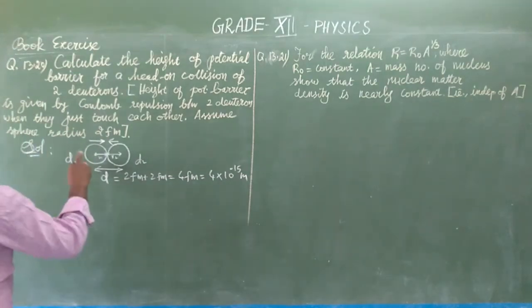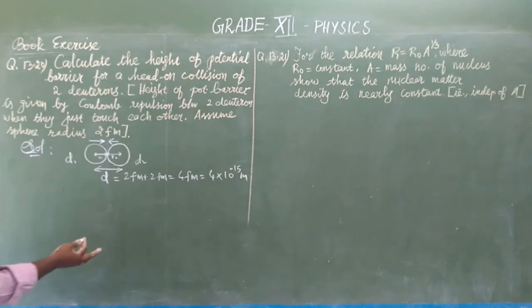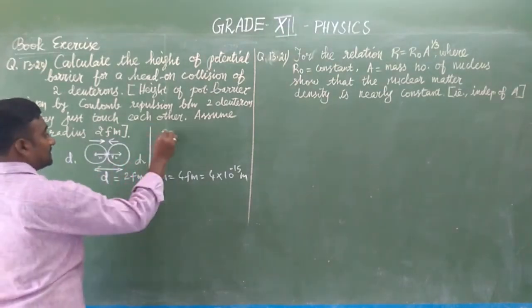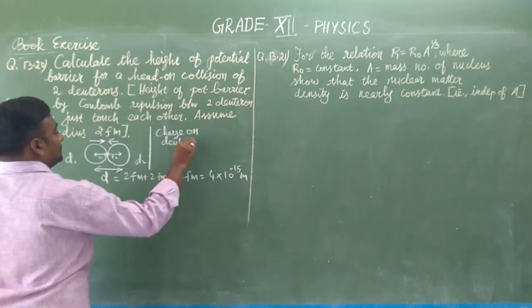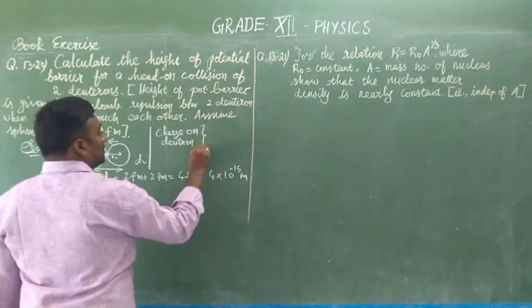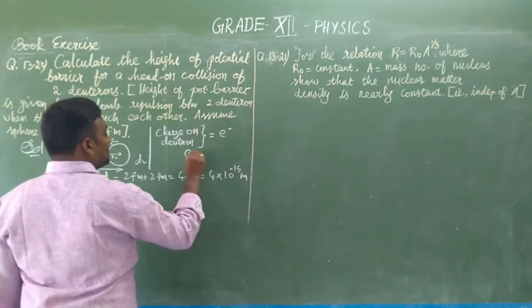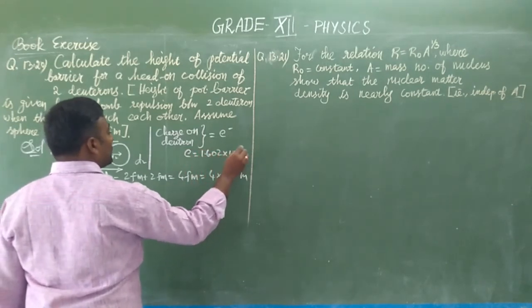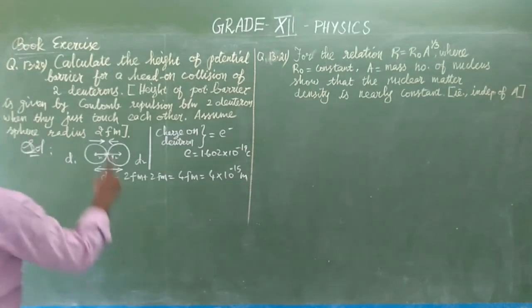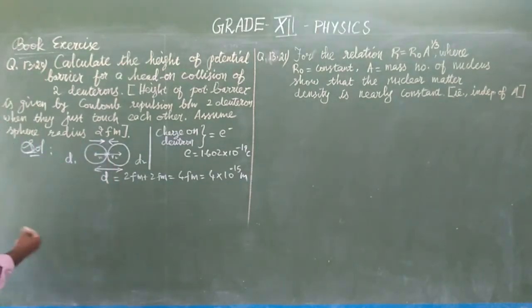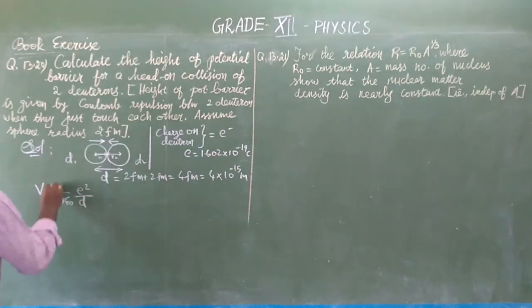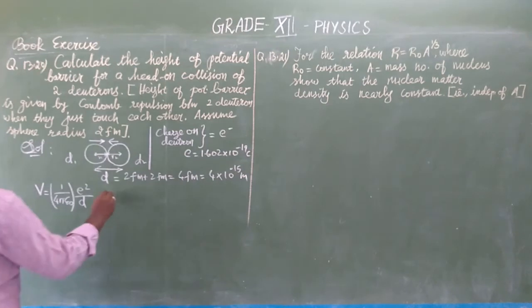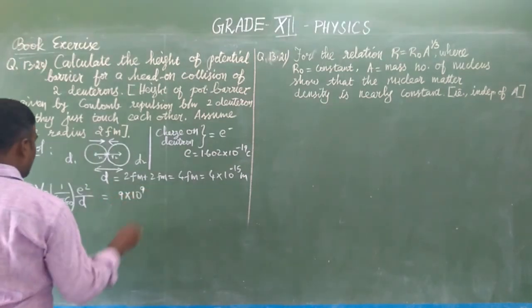Okay. And the charge on the deuteron is equal to the charge on the electron. So that too we can write here. Charge on deuteron, because it contains an electron, no? That is equal to the charge of an electron, that is e is equal to 1.602 into 10 to the power minus 19 Coulomb. Therefore, the potential barrier, already in the first volume we have seen, is equal to 1 by 4 pi epsilon naught into e square by D. The value of 1 by 4 pi epsilon naught we know, that is equal to 9 into 10 to the power 9.